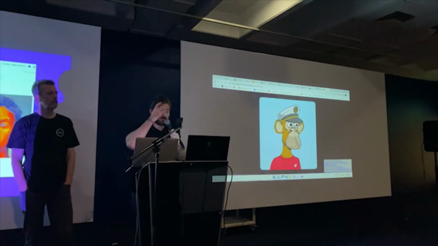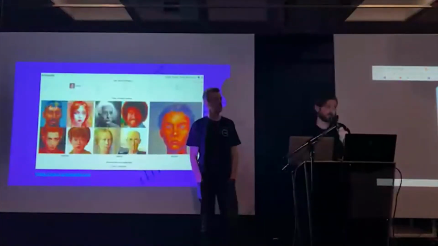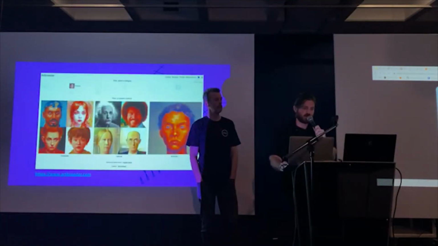There are great applications of this, like Artlink, where you can deal with the genomics or the history, the genes of the painting.